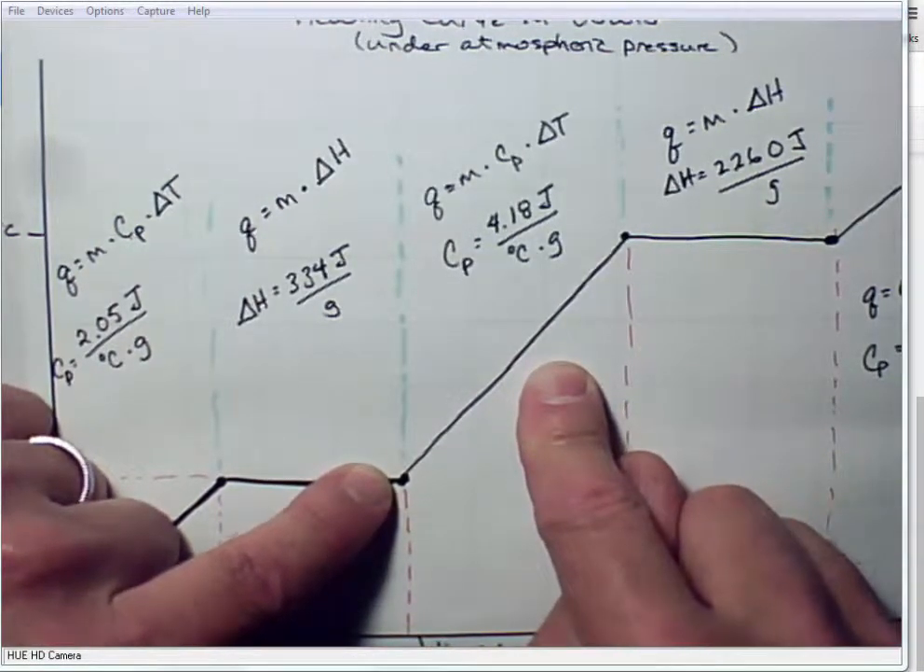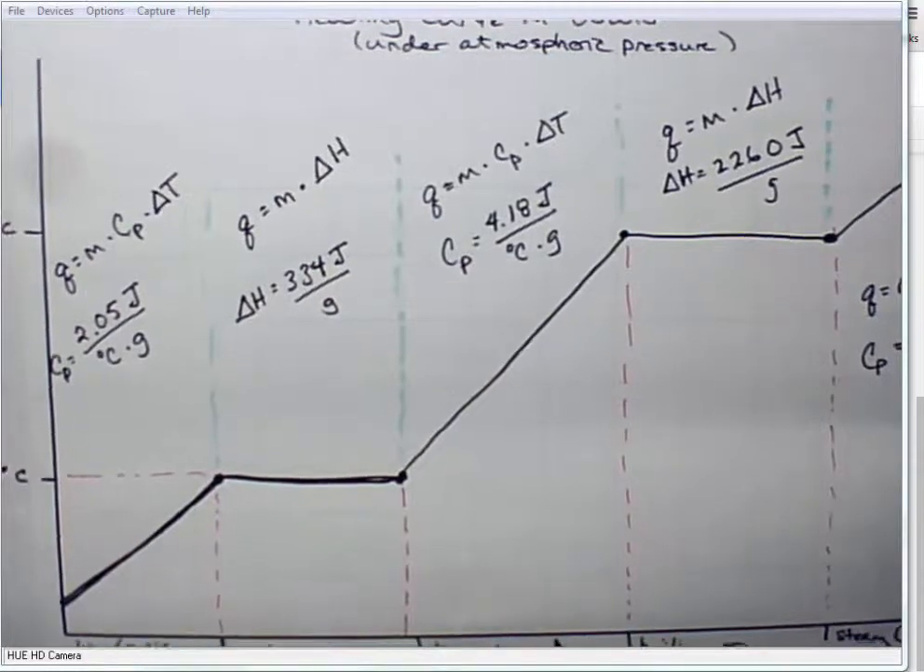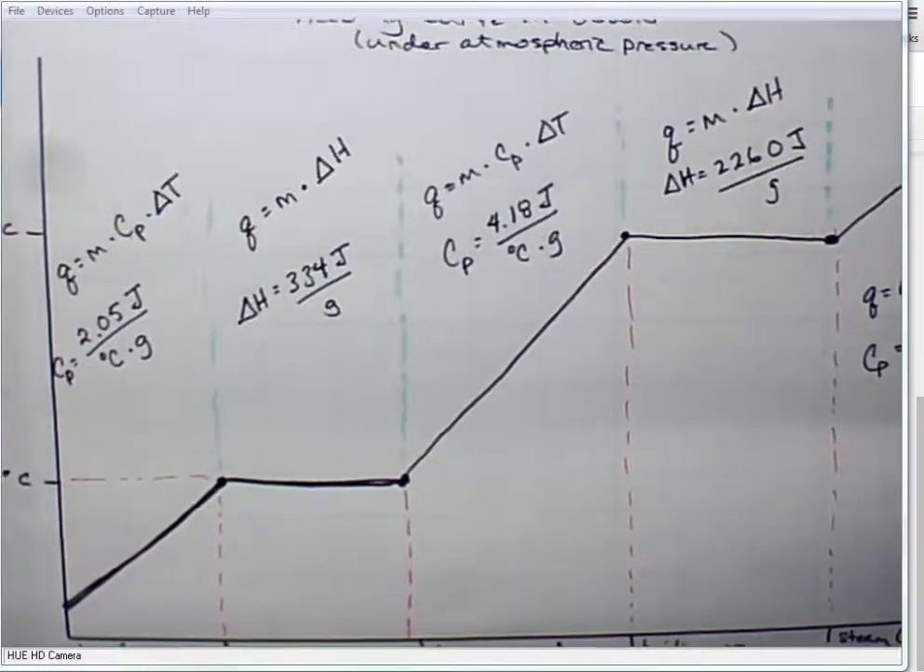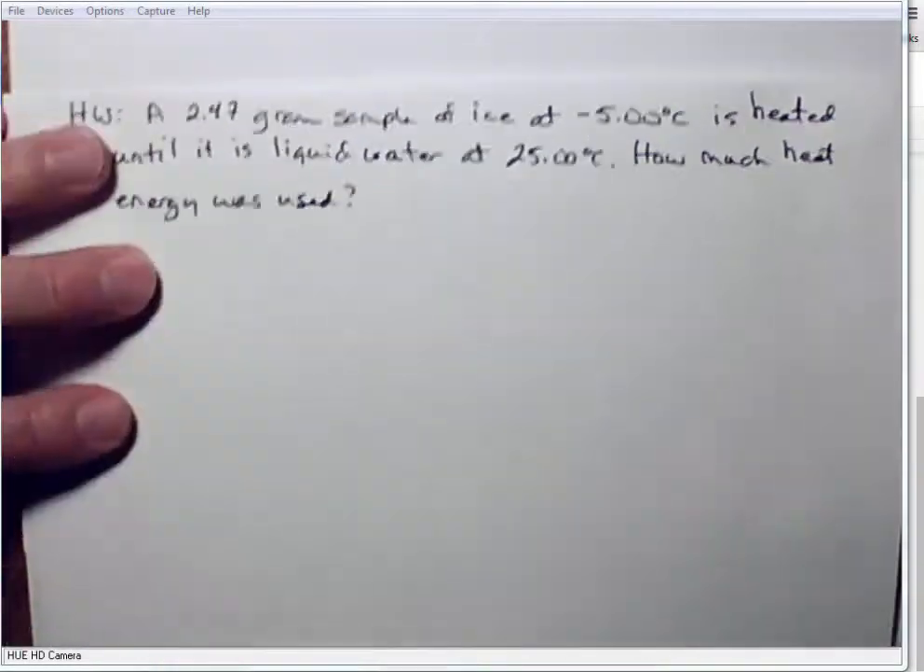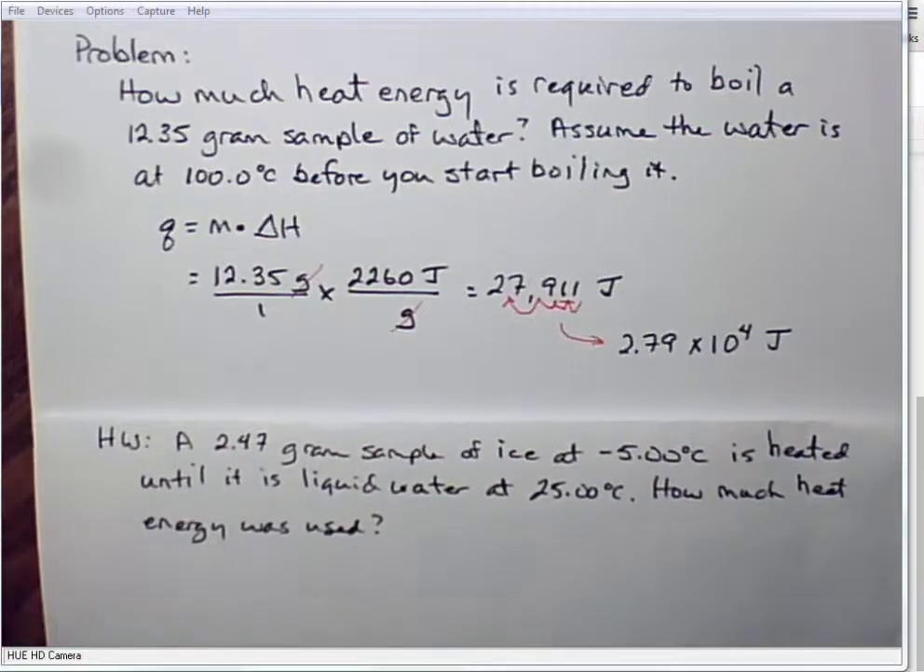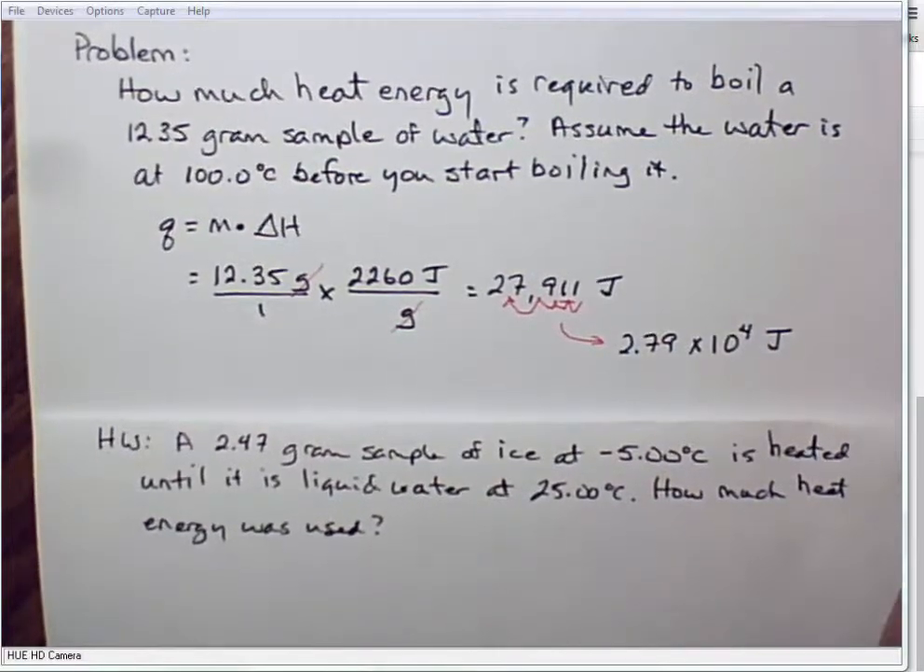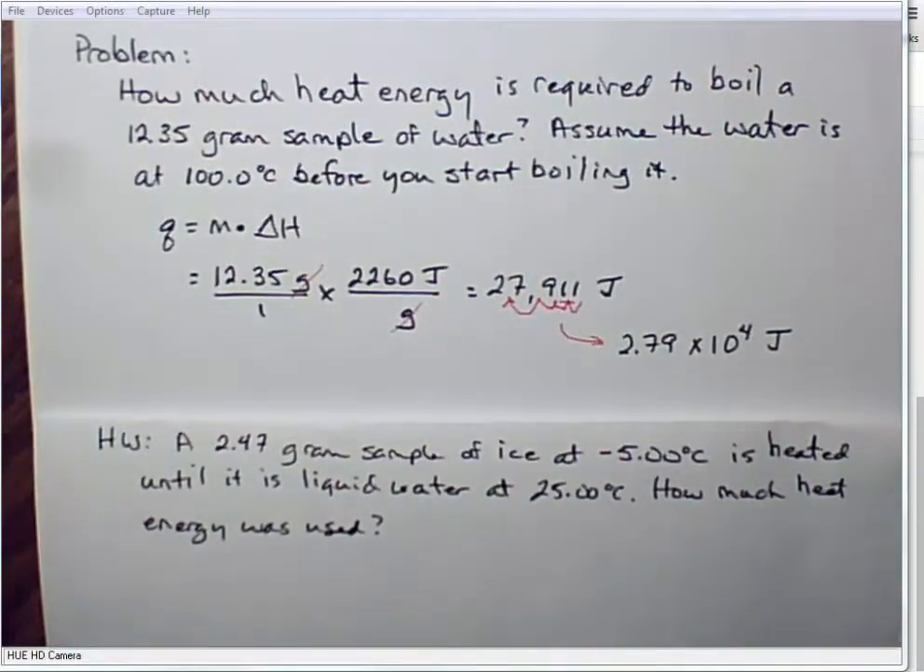So you're going to have 3 different answers? You add them all together to get the final answer. That's right. You got it. Negative 5 to 0. That's one calculation. From when you're melting, that's the second calculation. And from 0 up to 25 is the third calculation.